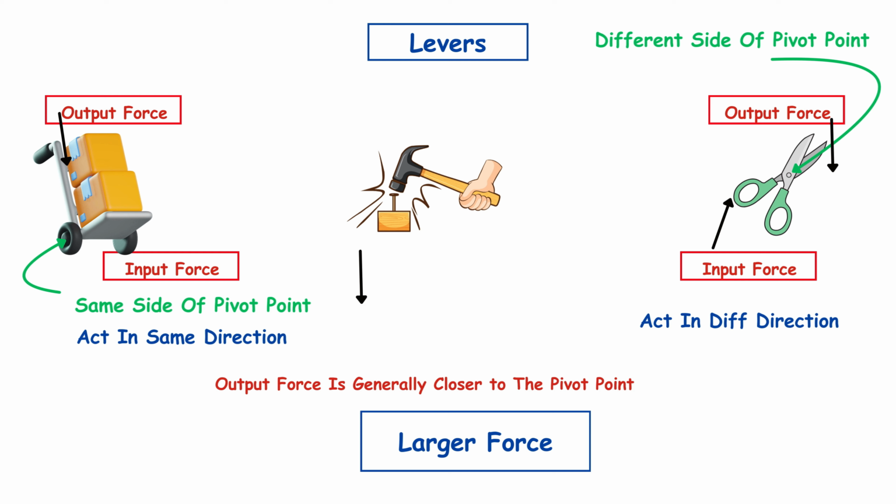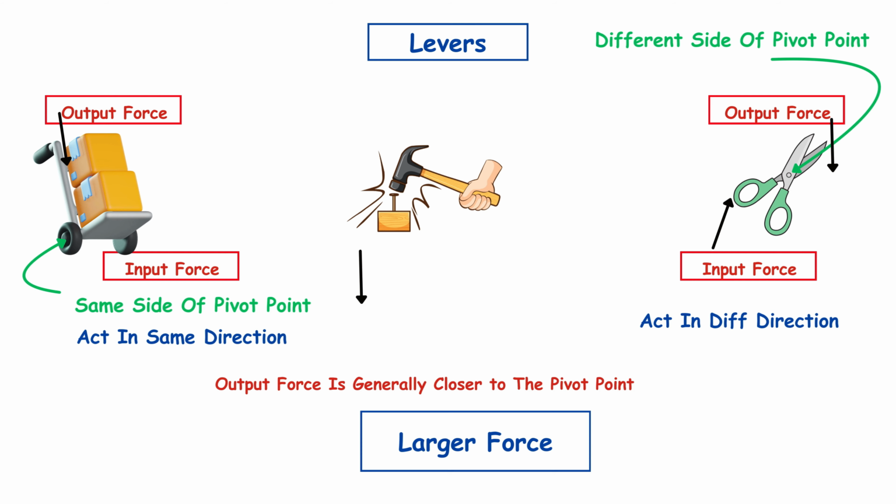Another critical point to observe is that the output force tends to be closer to the pivot point than the input force, and this design feature means that the output force is generally larger in magnitude than the input force. This principle forms the basis for the usefulness of levers. Essentially, levers enable us to achieve a large output force using only a relatively small input force, which is incredibly helpful in many real-world situations.